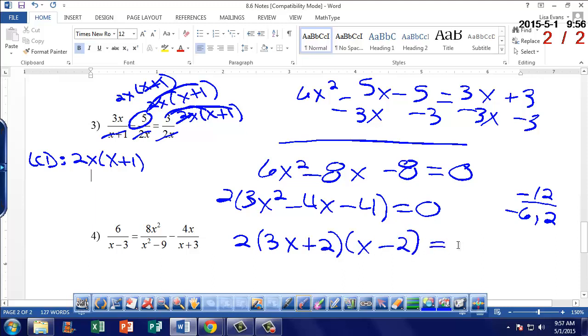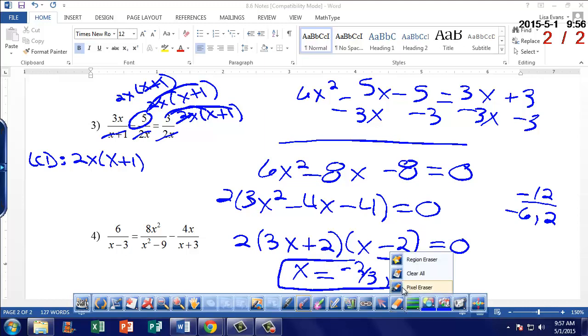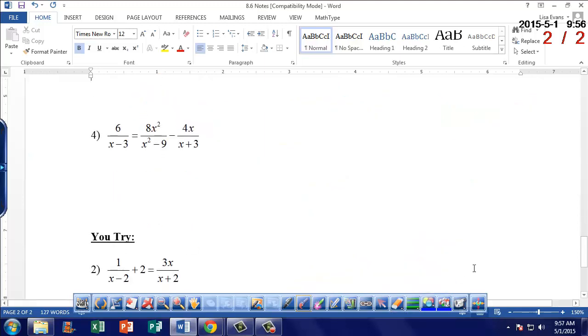We set each factor equal to 0, so I have negative 2/3 and positive 2. I take a look at my original equation. Both of them will work, so both of them are the answers. Okay, let's go ahead and try the last problem, and then you can do the you try on your own.